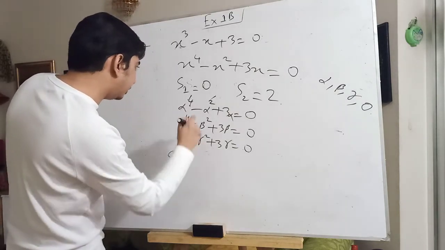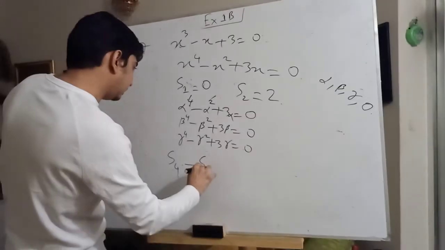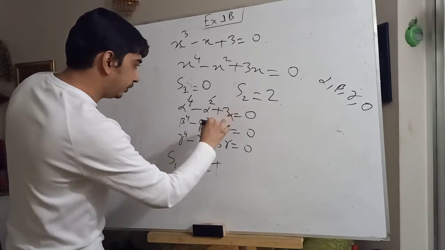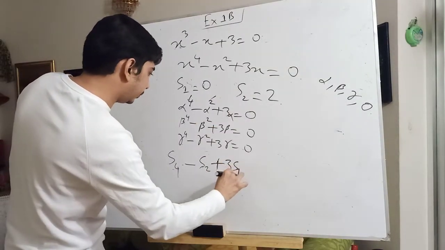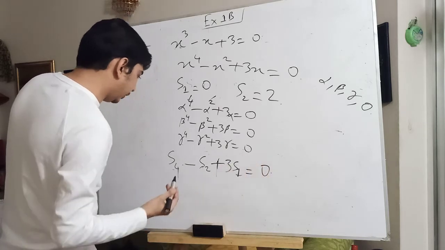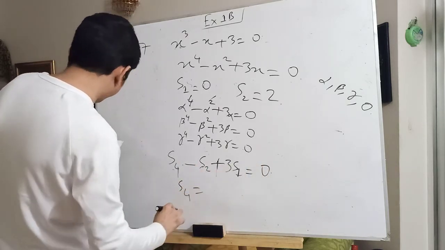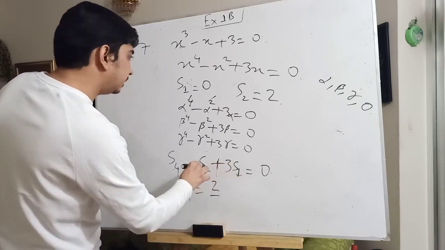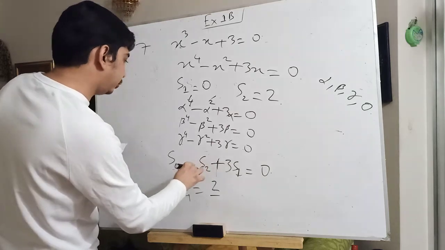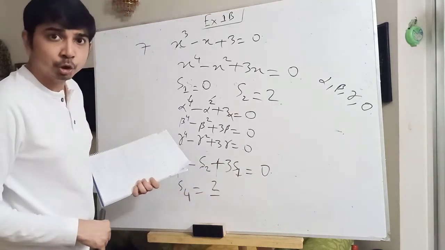So S4 minus S2 plus 3 into alpha plus beta plus gamma, that is plus 3S1, is equal to 0. You know the value of S2 and S1, so S4 will be what? S1 is 0, S2 is 2, so minus 2, you move to that side, so the value of S4 is going to be equal to 2.